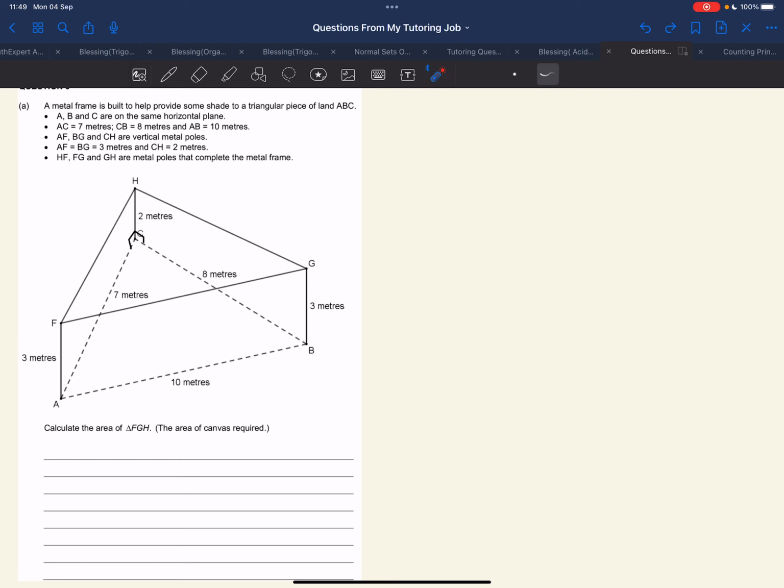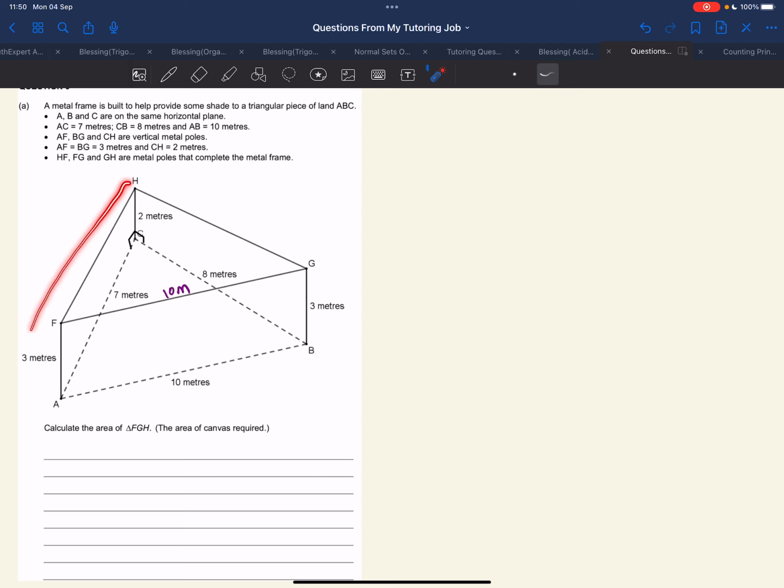Now, to use the area rule, we have to either know the side of FH, the side of HG, and the side of FG. But for now, can you see that looking at the figure, AFGB is actually a rectangle? Because AF equals 3 meters, and GB is also equal to 3 meters, and of course all of those angles are 90 degrees. So we can just say that for now the length of FG lying on triangle FGH is actually 10 meters.